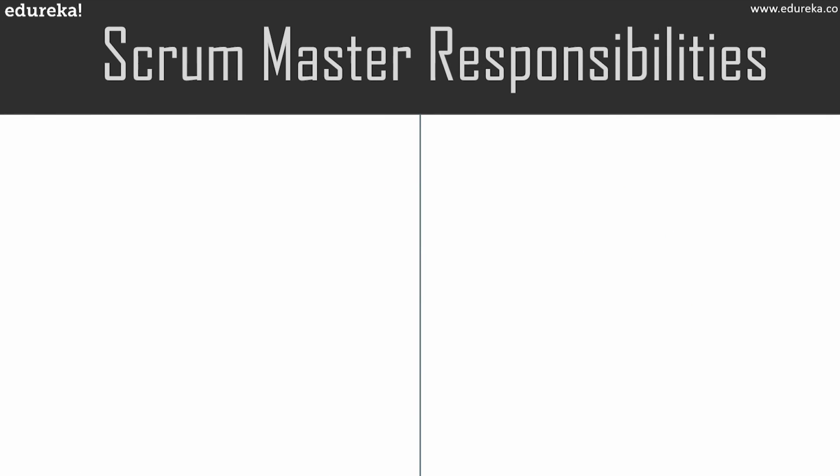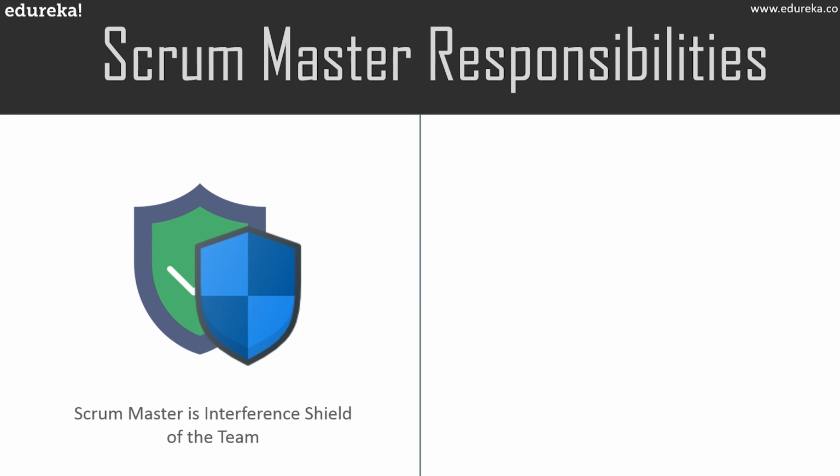Next up, we have the Scrum Master as an interference shield of the team. The Scrum Master is the protector of the team. He helps the team by protecting it from outside interference. So often, outside influences will try to control a Scrum team's output, and they'll dictate technical design strategies or create unnecessary constraints and many of the troubles.